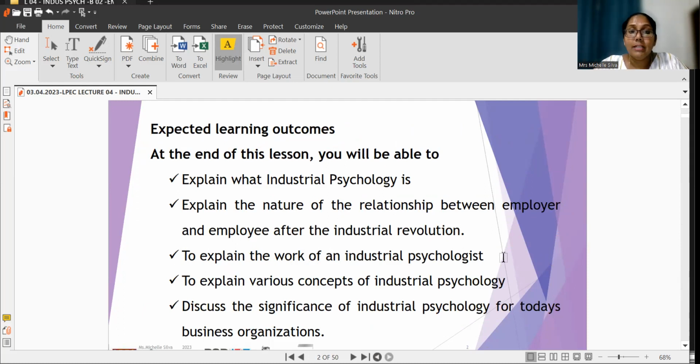Actually, we explained the work of an industrial psychologist while discussing concepts like job analysis, recruitment and selection, performance appraisal, motivation, and occupational stress. And we explained the five concepts: job analysis, recruitment and selection, performance appraisal, motivation, and occupational stress. And then discuss the significance of industrial psychology for today's business organization.